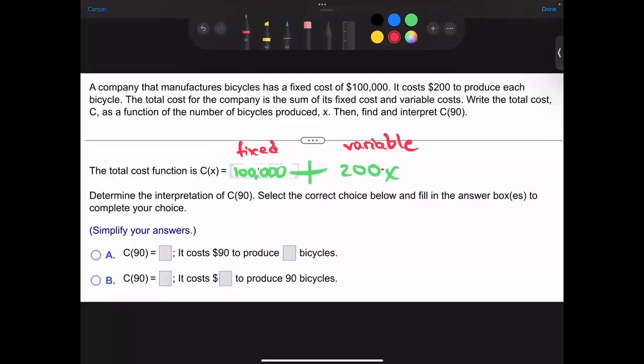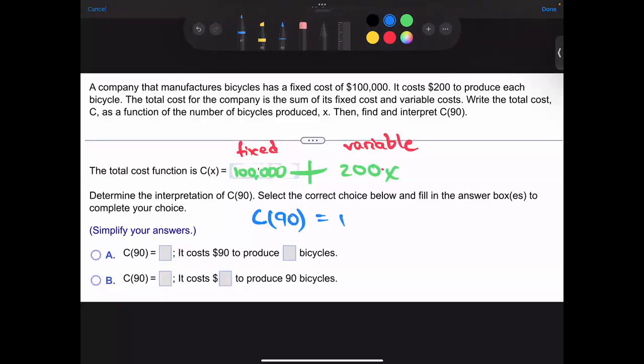So how do we find C of 90? Put 90 where X is. That's it. 100,000 plus 200 times 90. Once I've made that substitution, once I've plugged it into the function, it turns from this abstract idea into just an arithmetic problem, right? 200 times 90 is 18,000. I think, yeah, 3 zeros. 18,000 plus 100,000, so 118,000. Okay, that's the finding-it part. We found C of 90, there it is. C of 90 is this number.